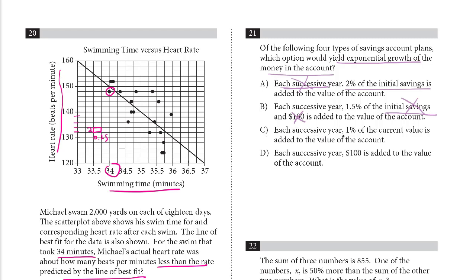C, each successive year, 1% of the current value, which is the previous period's amount left over, or remaining amount, is added to the value of the account. That's it. It's a percentage change on the remaining or previous period's amount. C will be an exponential function. D, each successive year, $100 added to the value of the account. That's a linear change. It's a constant rate of change. C is the correct answer for 21.